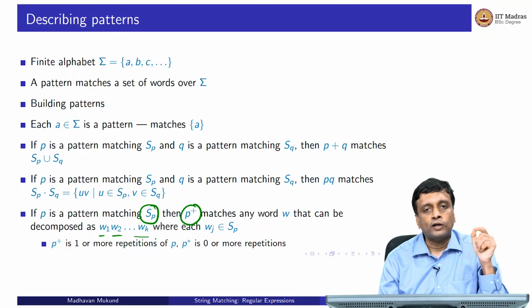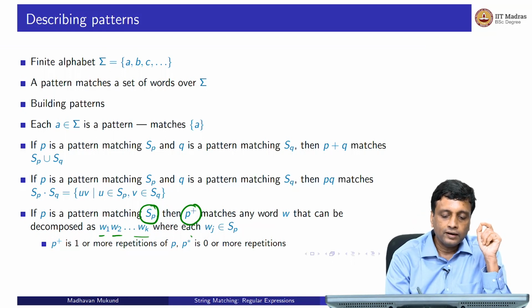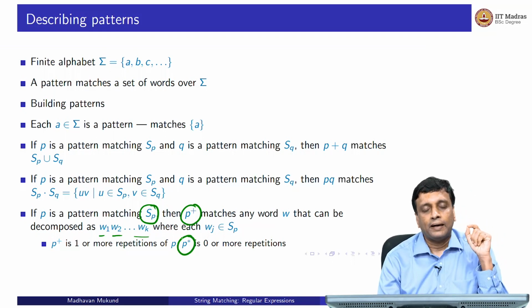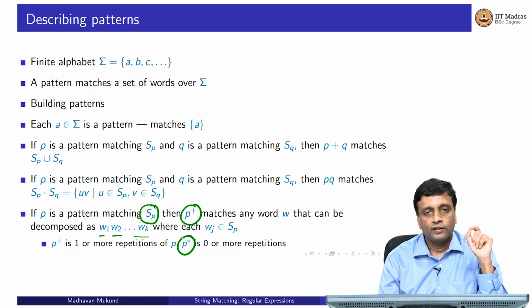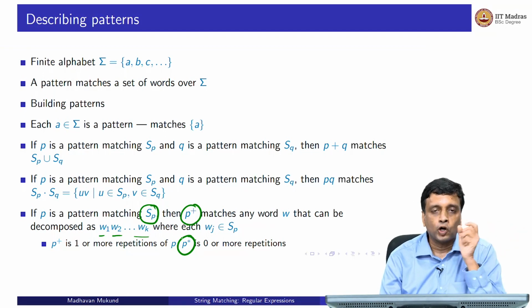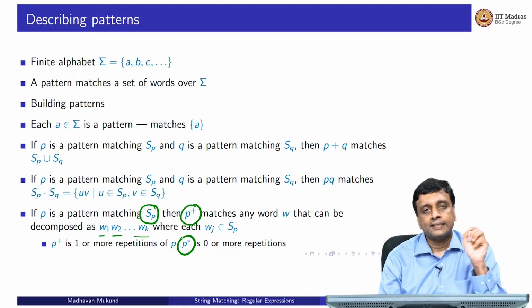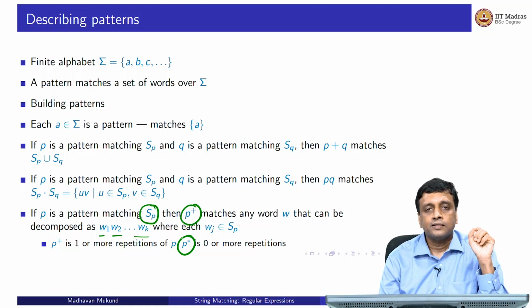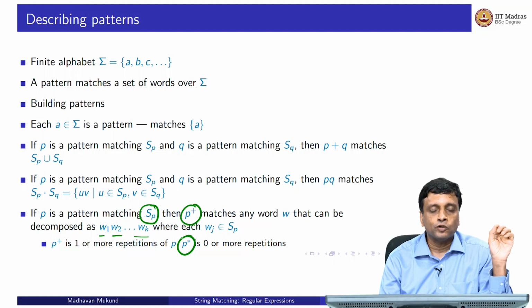Now P plus is one or more. Usually in this theory of patterns, you write P star. So P star matches 0 or more. So what does it mean to match 0? It means it matches the empty string. We will talk about it a little later, but there is a technicality. So P star is the usual notation. So P star matches 0 or more occurrences of the pattern. So if there is 0 occurrence of the pattern, then it is empty, right? So it is matched by the empty string which does not have any occurrence of anything.